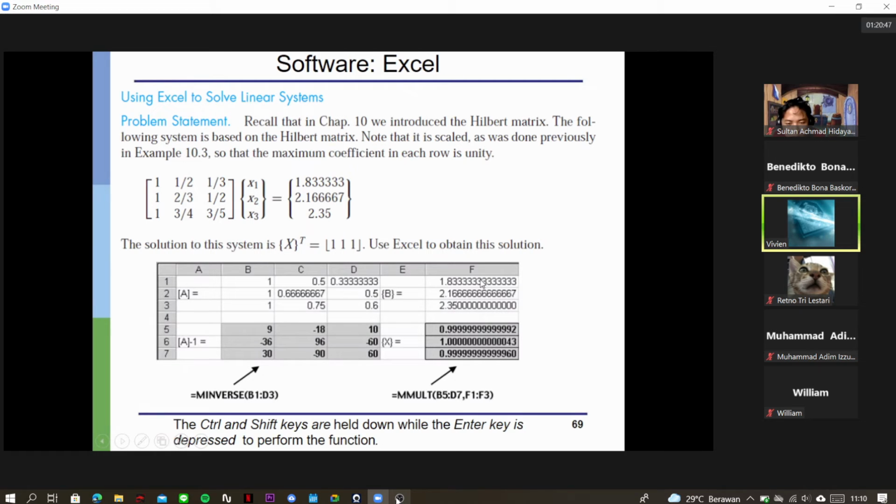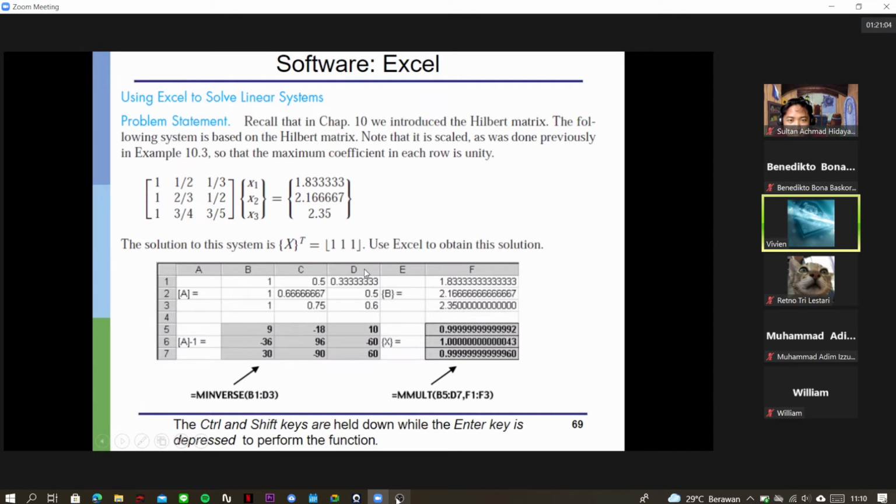So here we choose the factor, which is the right-hand side from F1 up to F3, and then we press enter. Again, when we press enter, don't forget to press Control and Shift keys together, so that it will fill all of the cells that we block, not only the first cell. So you can try that.